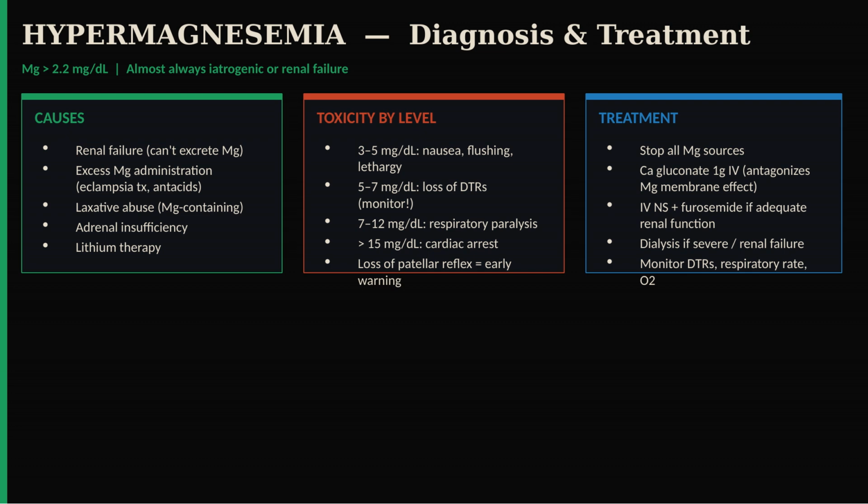Treatment: stop all magnesium sources. Give calcium gluconate, which directly antagonizes magnesium's effect at the membrane and buys time. Saline with furosemide if the kidneys work, and dialysis if it's severe or they don't. Throughout, monitor reflexes, respiratory rate, and oxygenation. Calcium is your immediate antidote. Dialysis is your definitive removal.